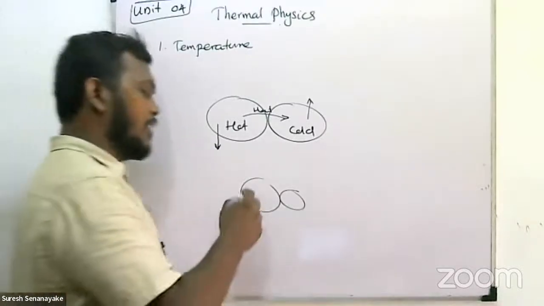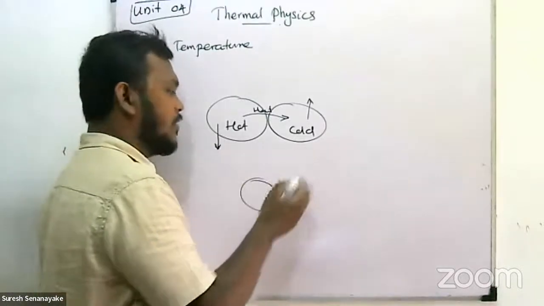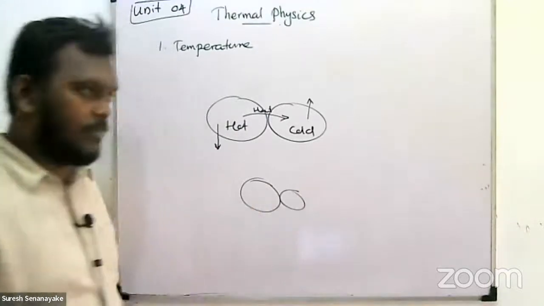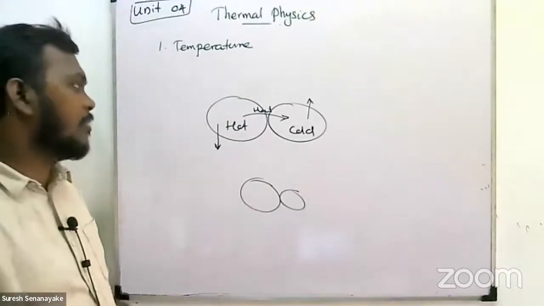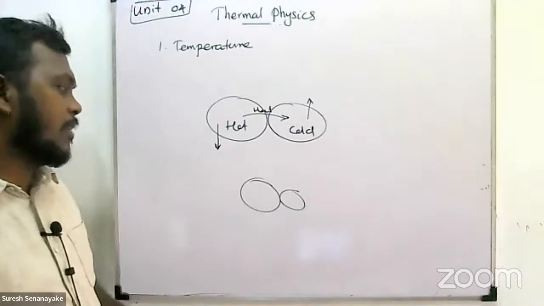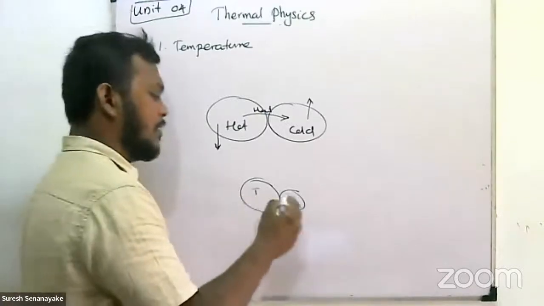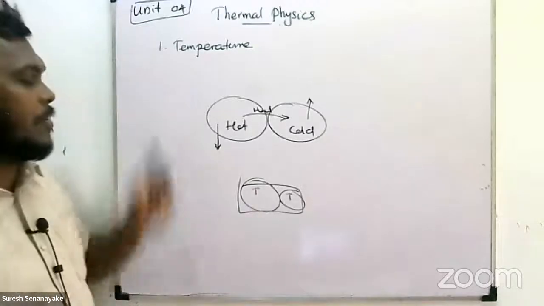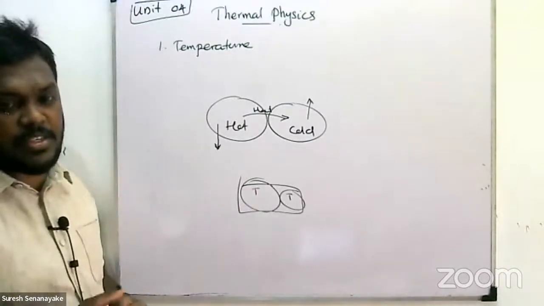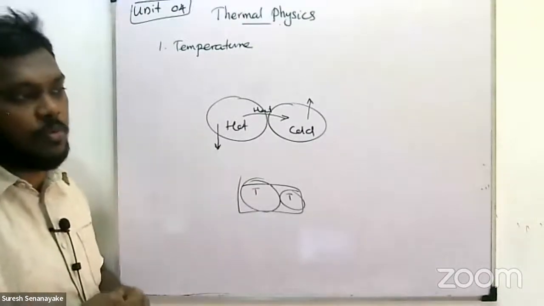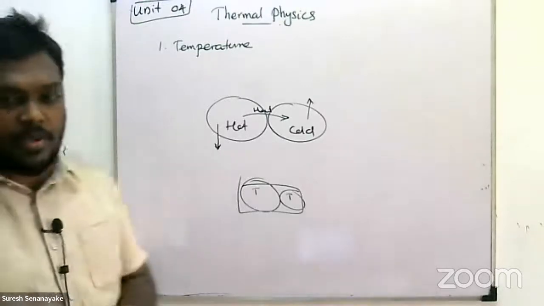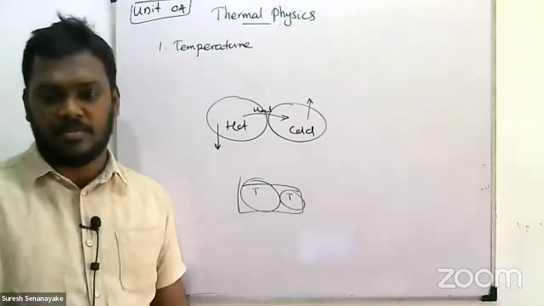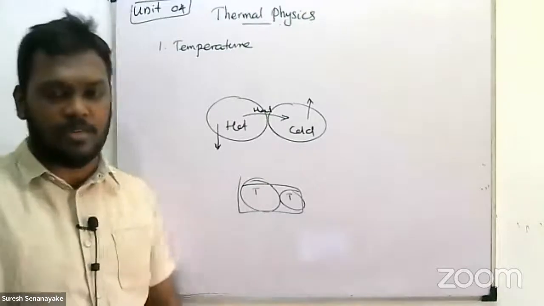So then no energy is gained by the cold body or lost by this hot body. So their temperatures will be the same. So using this phenomenon also we can define the temperature. Temperature is the physical property by which two bodies become in thermal equilibrium. Two bodies become in thermal equilibrium.